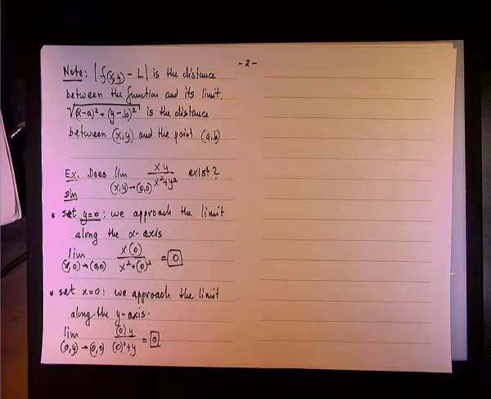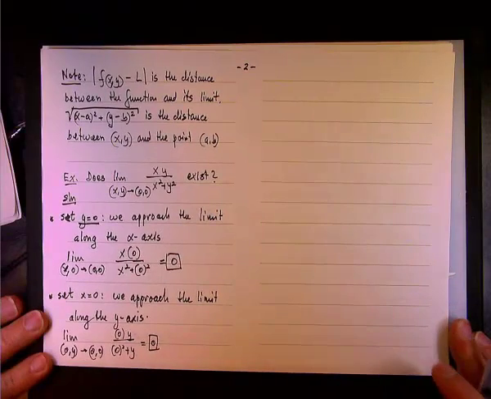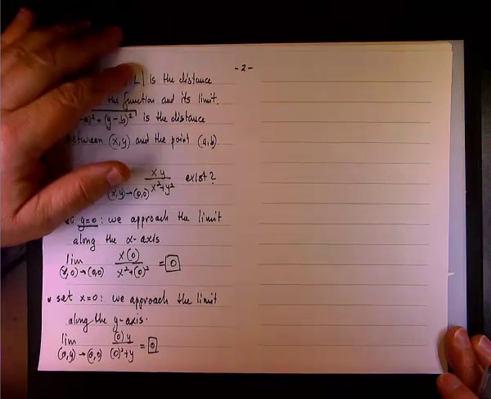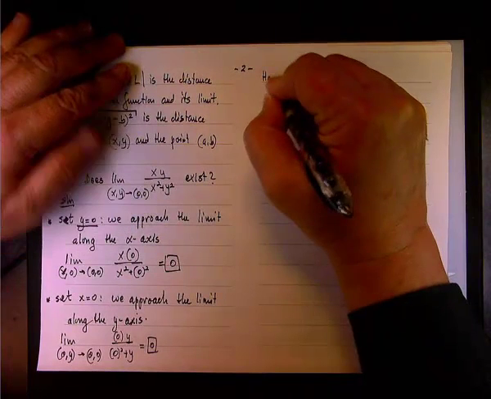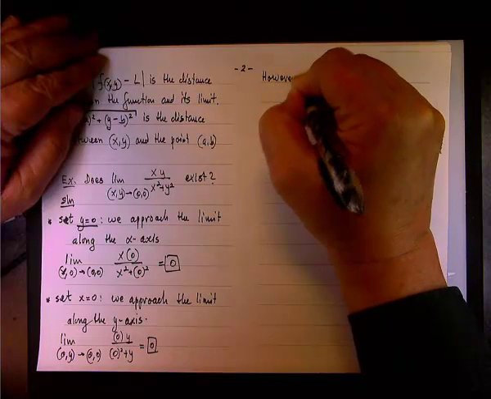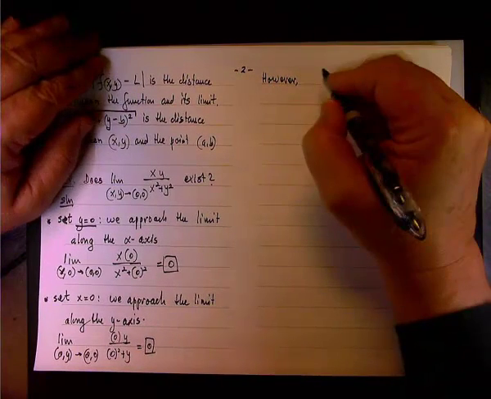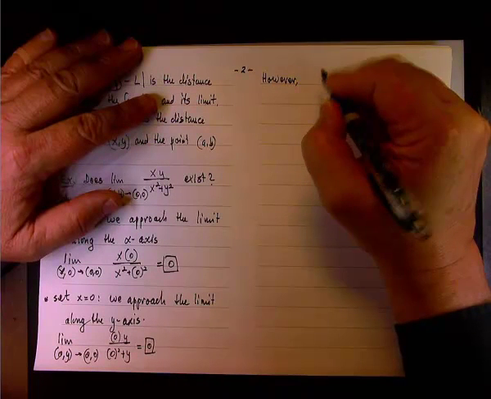We try one way, we try the other way, and we arrive at 0 both times. Okay? So here's the thing that I want to warn you, and that's the reason for this exercise.